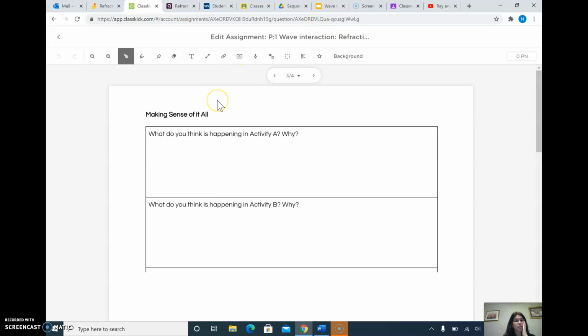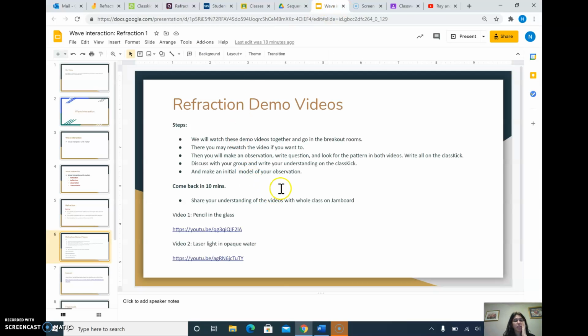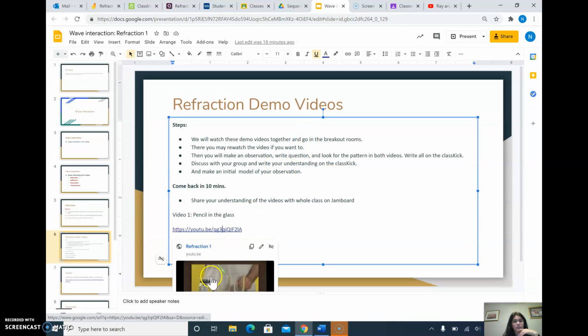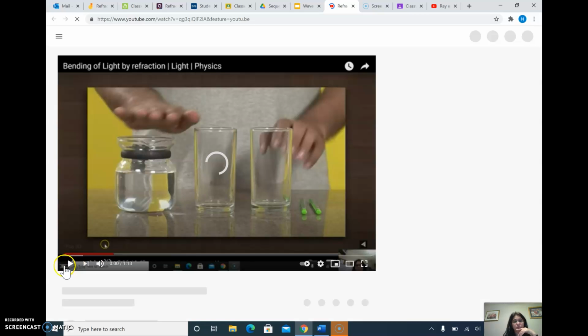This activity will take not more than 10 minutes. Don't forget to make the initial model of your observation. Let me start. We will watch it together, and then you can watch again if you want to, but the whole activity should not take more than 10 minutes. If you need more time, let me know.